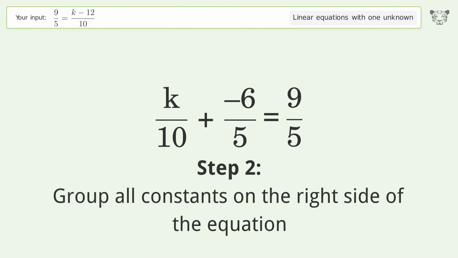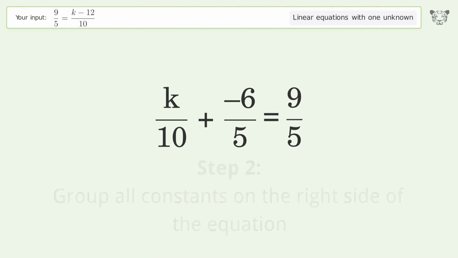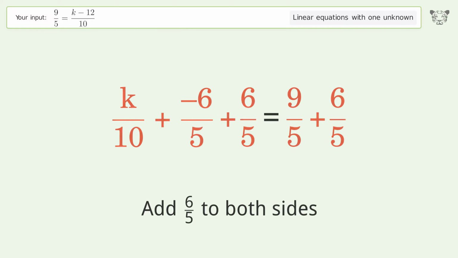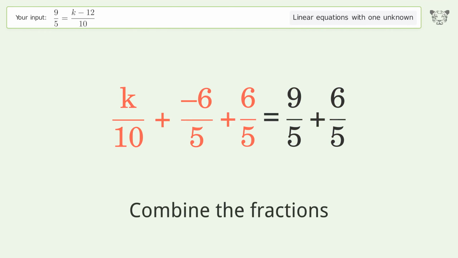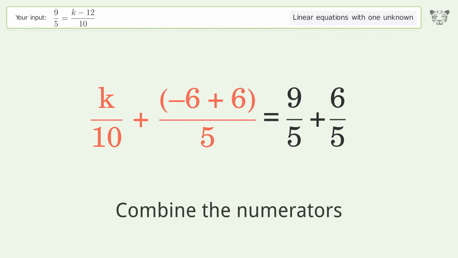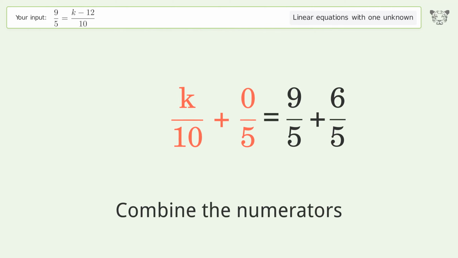Group all constants on the right side of the equation. Add 6/5 to both sides. Combine the fractions. Combine the numerators. Reduce the zero numerator.